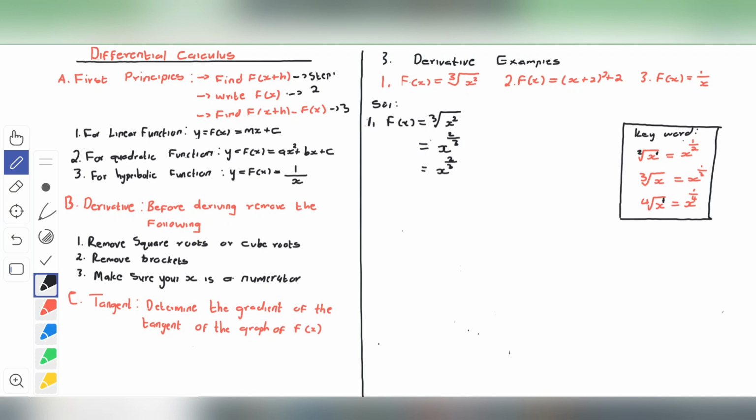Now we are done removing the root. So now, do we have brackets? No, we don't have brackets here. Okay, is our x value in the numerator? Yes, we can see that this x value is in the numerator, right?